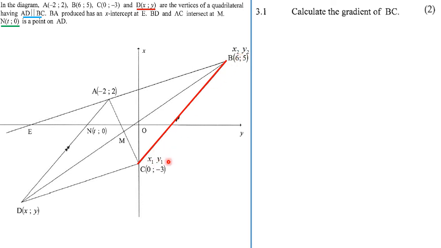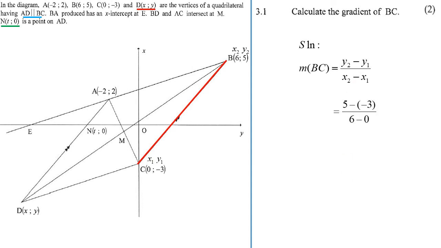Immediately after labeling, which is your first step, you write the formula. So here is your formula. We need the gradient. Remember, small letter m represents gradient. The gradient of line BC is equal to y2 minus y1, divided by x2 minus x1. This is the change in y divided by the change in x. Then, if you are able to label your endpoints and choose the correct formula, then you're done. You substitute the values.